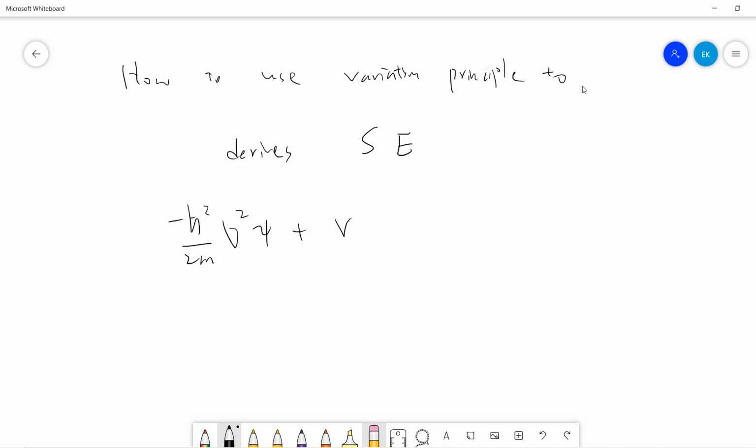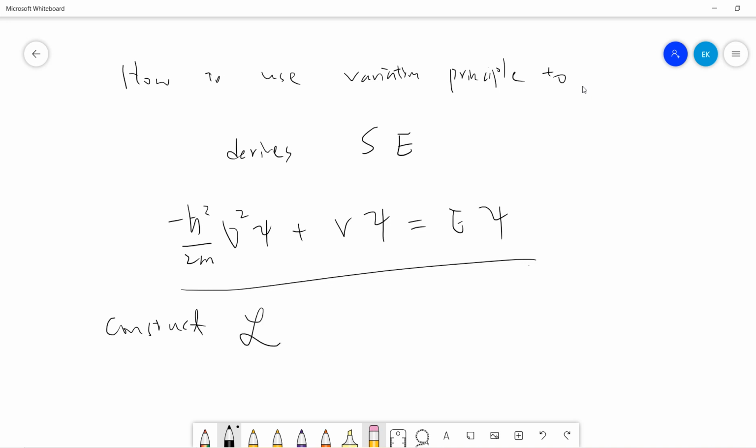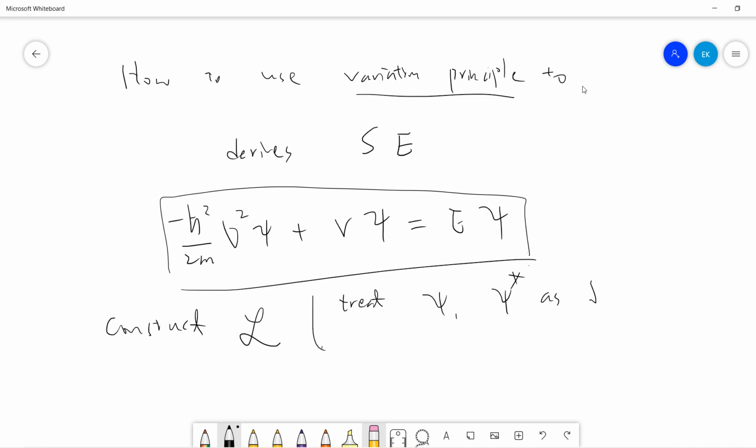Looks like this. Right, so this is the simple quantum mechanics, like the time dependent problem, right? So the next thing is that we want to construct a Lagrangian, right? So the Lagrangian, and then we start from how we use the variational principle to get something like this. Okay, and we need to treat psi and psi star as different variables.